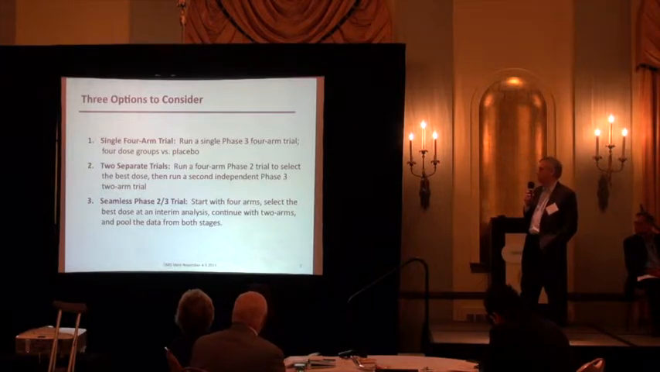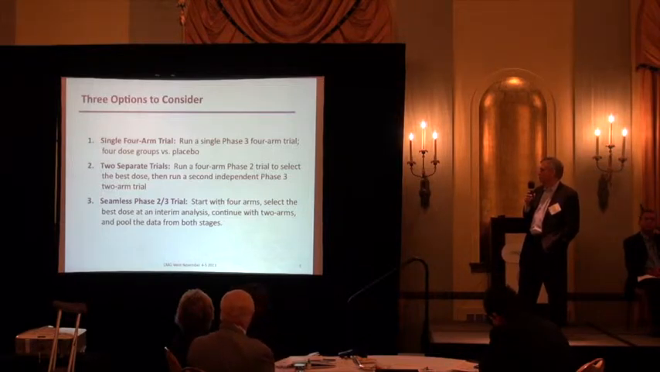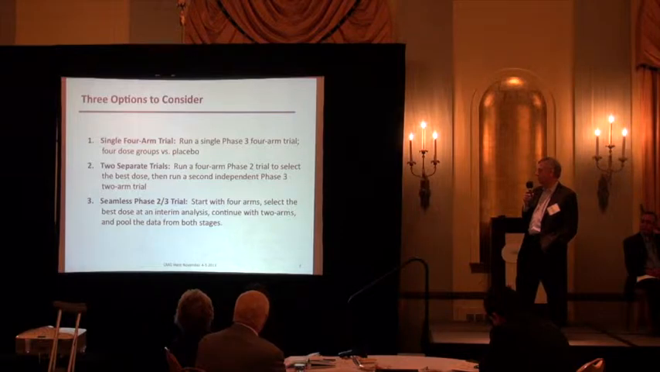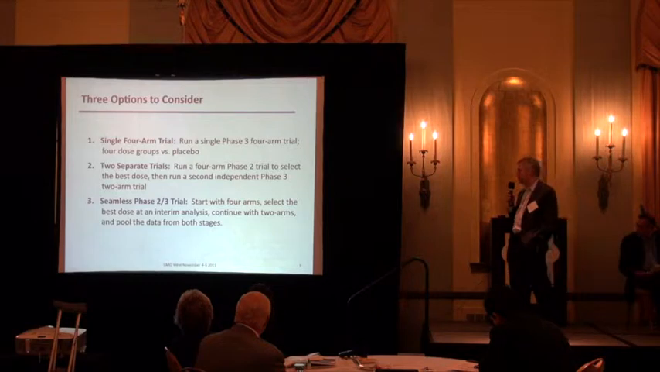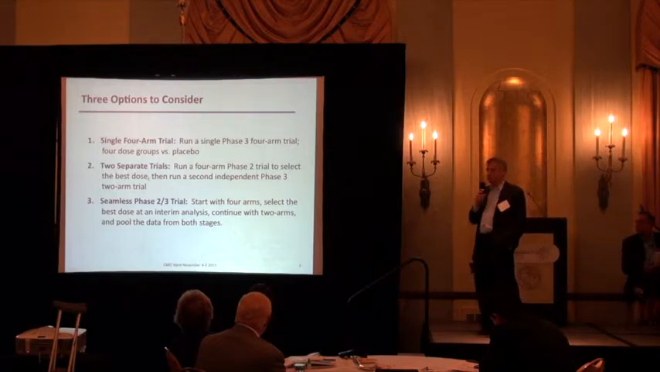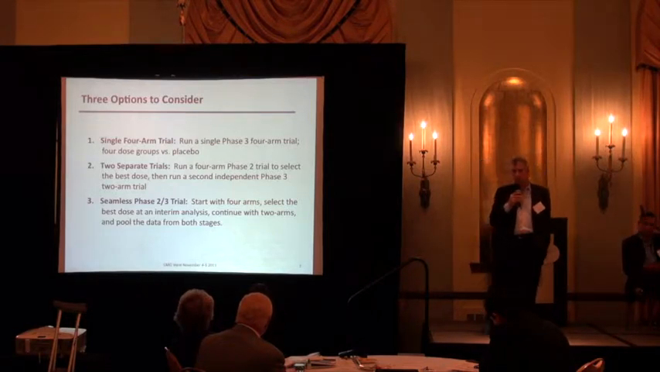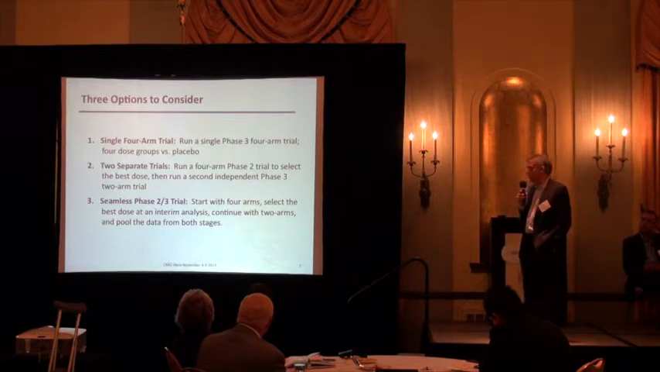Number 1 was to run a single 4-arm trial, which would be actually 3 dose groups versus placebo. The second would be to go back to phase 2 and run a phase 2 trial and then move into an independent phase 3. And the third option we took was the seamless phase 2, which would be to start with 4 arms, select the best dose at an interim analysis, and then continue with 2 arms, 1 active dose and 1 placebo, which is what we chose. Next slide.